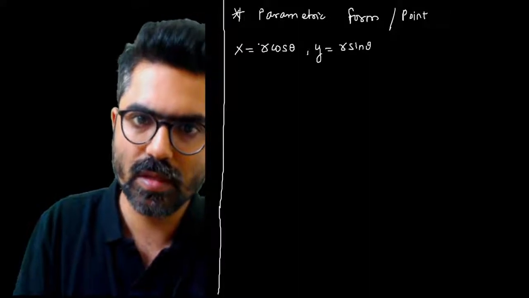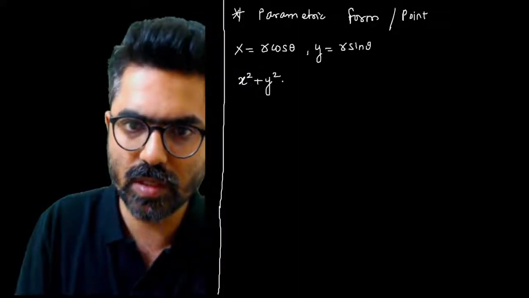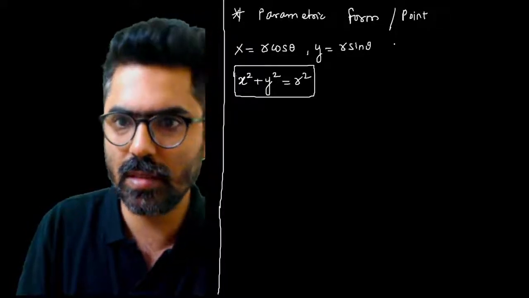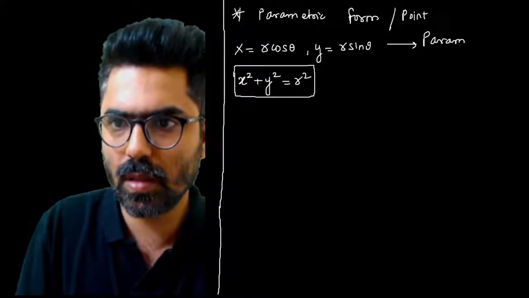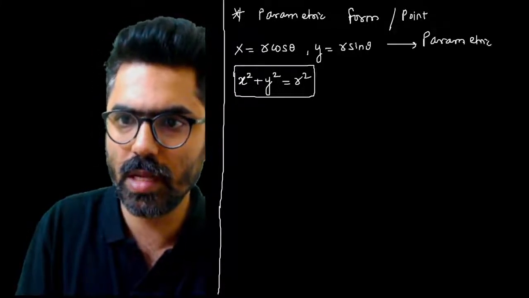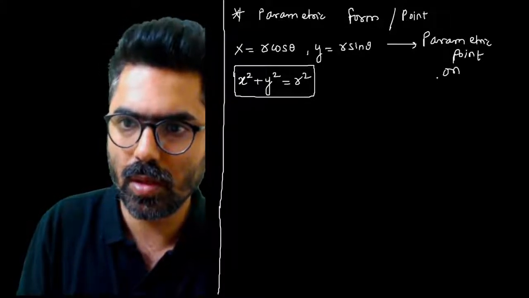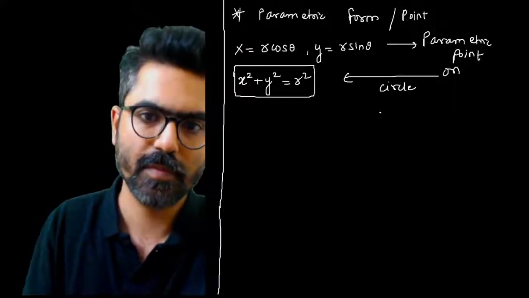If this is given, then we can clearly see x square plus y square is equal to r square. So we can say that this is a parametric point, or any point on a circle. On which circle? On this circle, x square plus y square equal to r square.